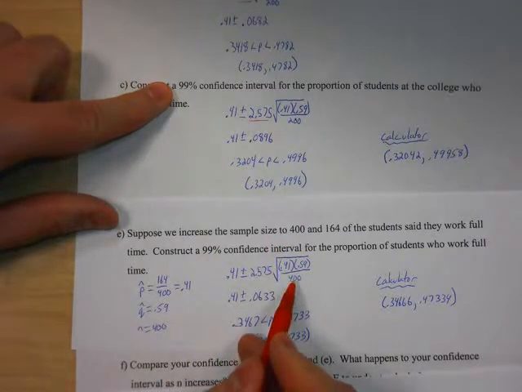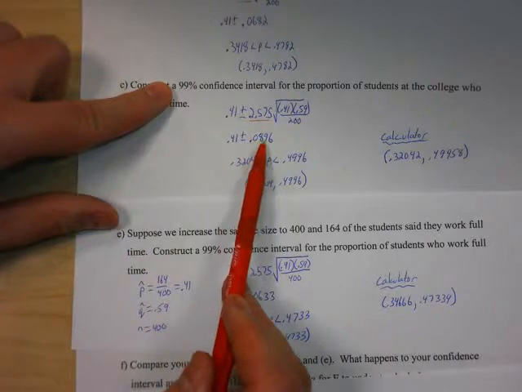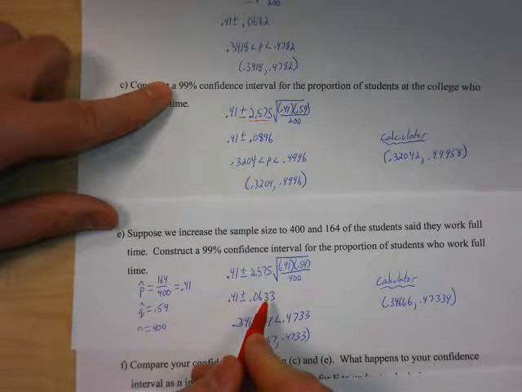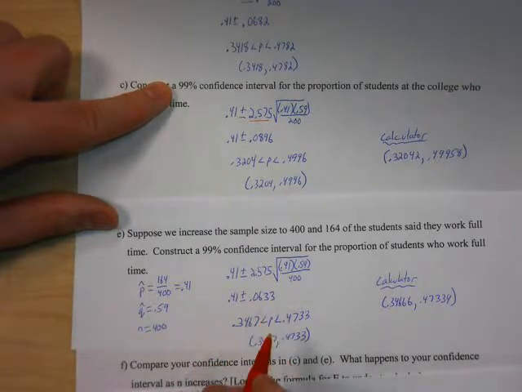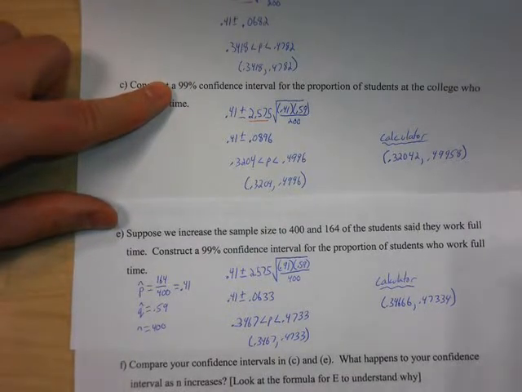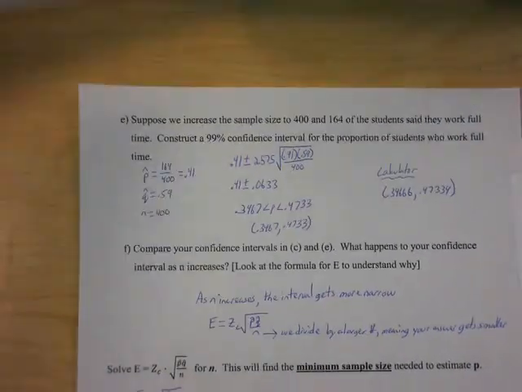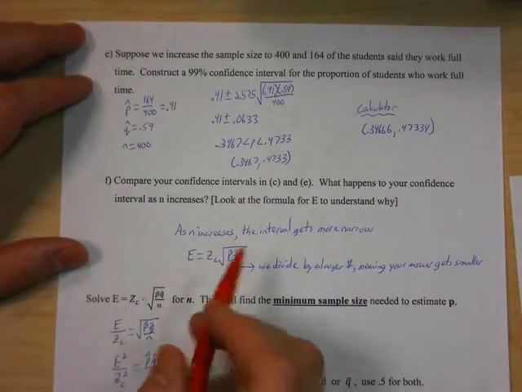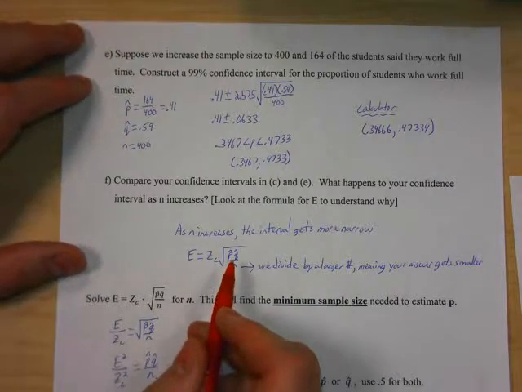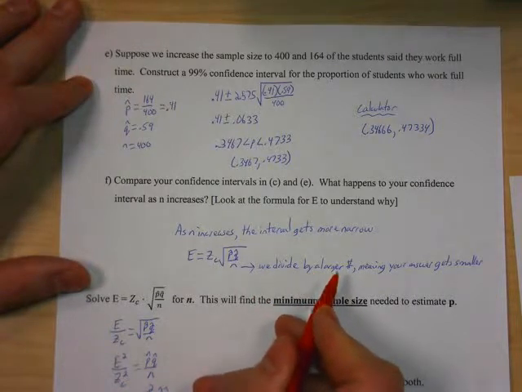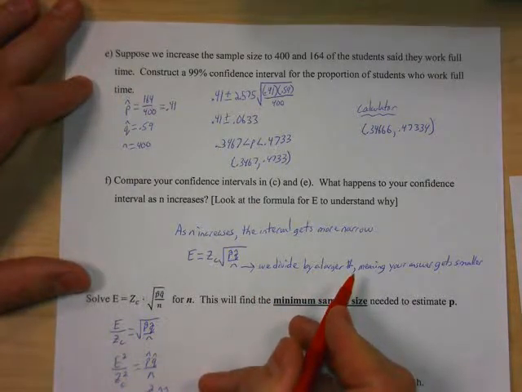But the n value here is larger now. And what did that do to our margin of error? Our margin of error went from almost 9%, or 0.0896, down to almost 6%, 0.0633. So that made our interval more narrow. The reason we get a smaller answer is that when n increases, you're essentially dividing by a larger number, meaning your answer gets smaller.